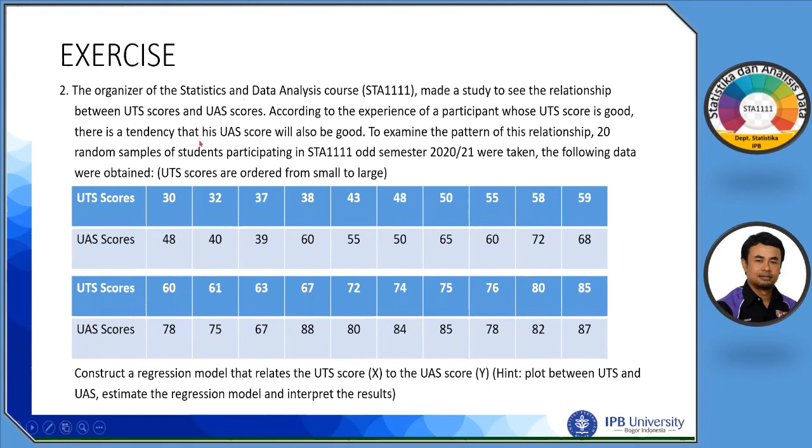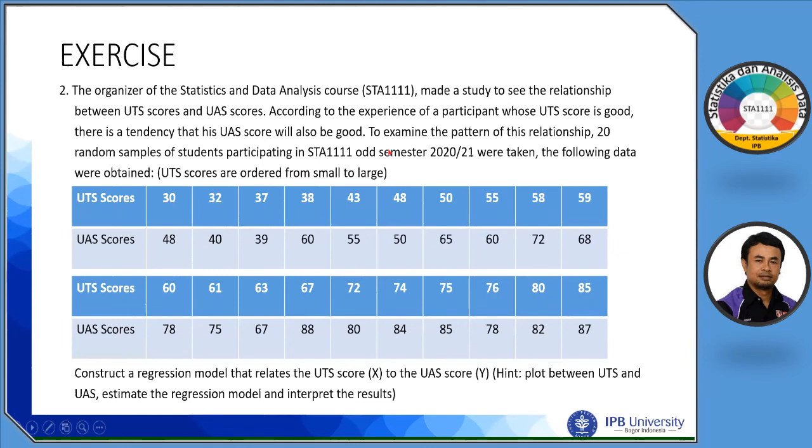Let's say we want to see the relationship between the midterm exam score and the final exam score. Usually we say it as UTS. UTS is ujian tengah semester, meaning midterm exam, and here is ujian akhir, meaning final exam. So it seems there is a relationship between midterm exam score and final exam score. They collected 20 random samples of students participating in this course, right?